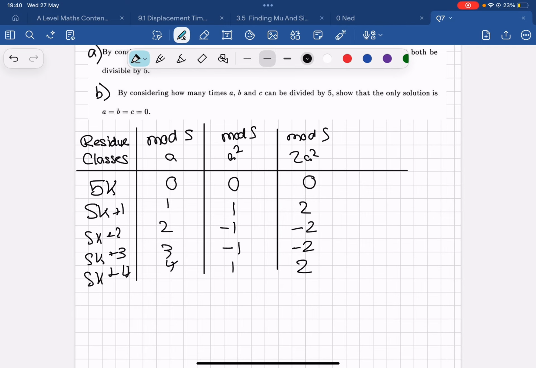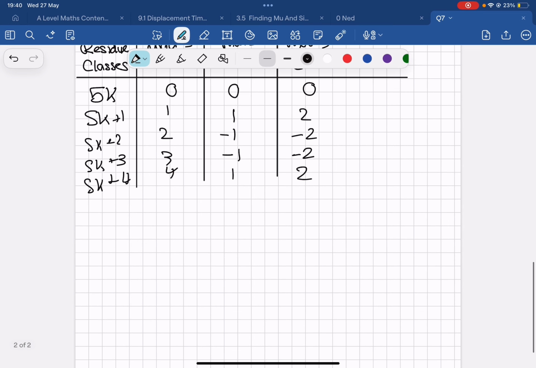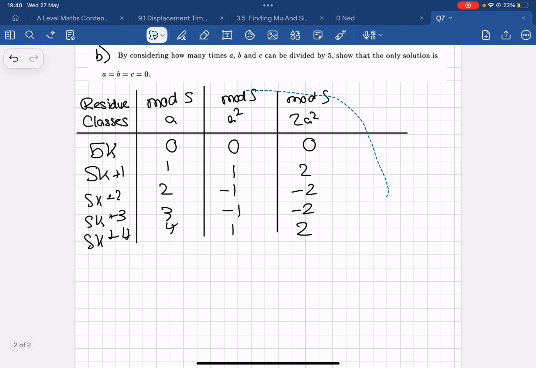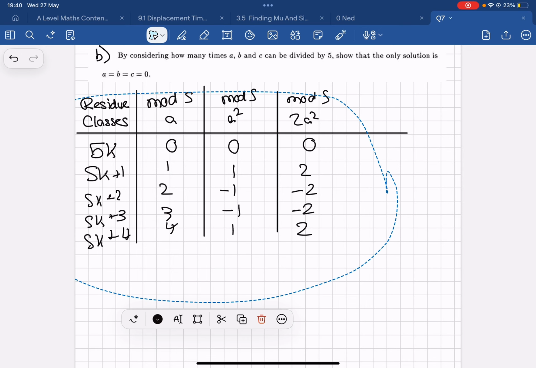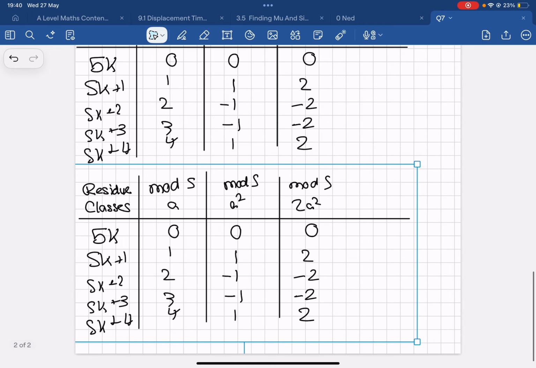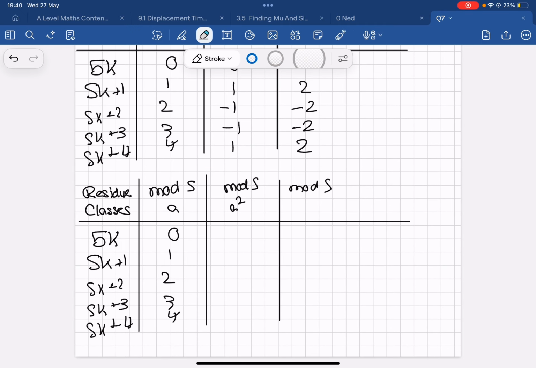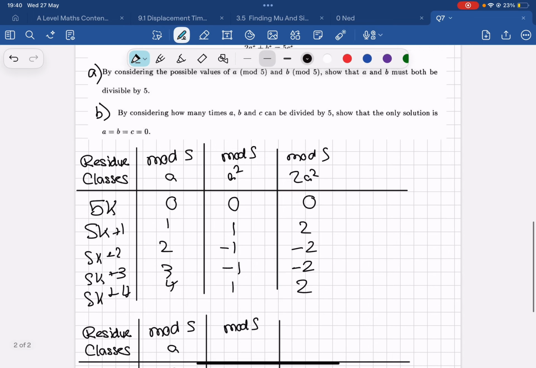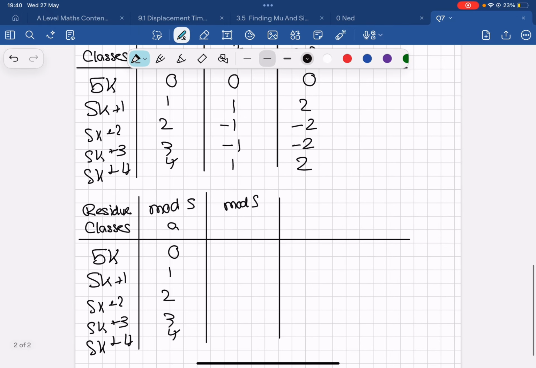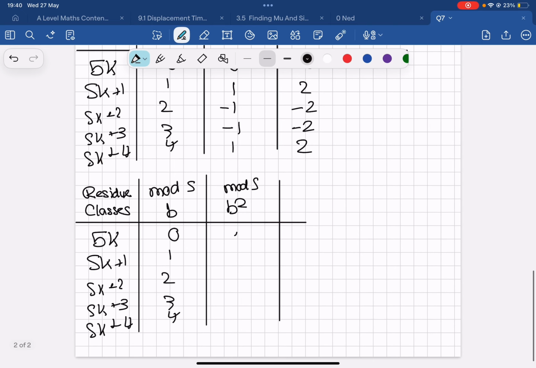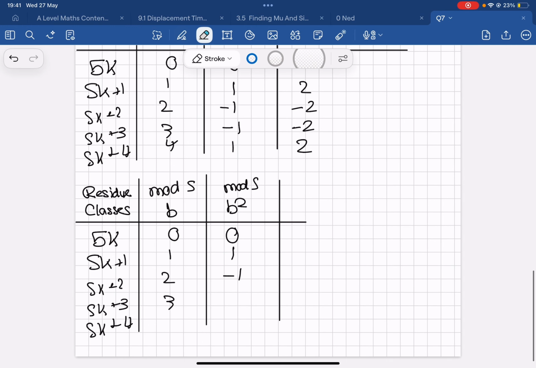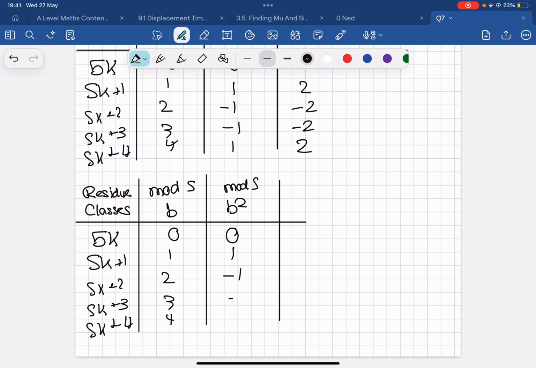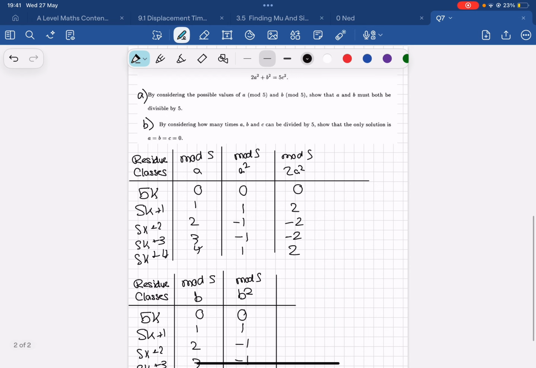But let's go on to b. So let's copy this table out. We're just working with b squared now, not 2b squared. So we've got 0, 1, 4, which is the same as minus 1. 3 squared is 9, so that's also minus 1. 4 squared is 1. Now, how does this actually help with the question?